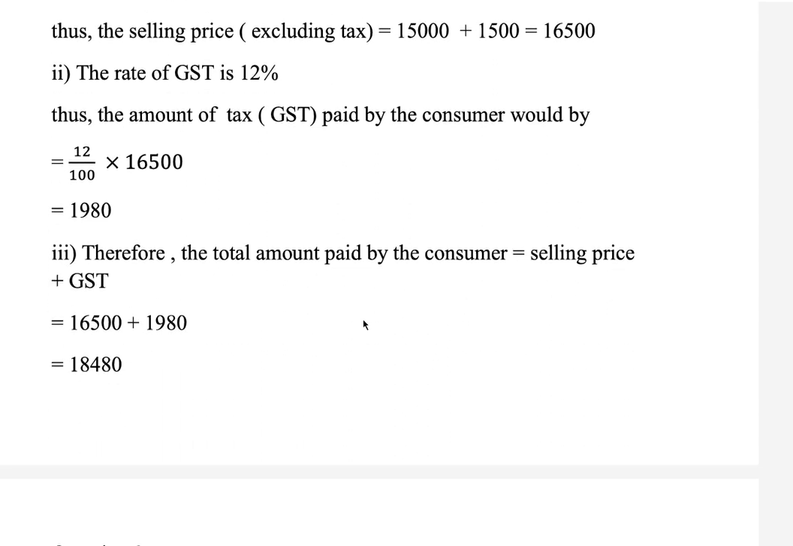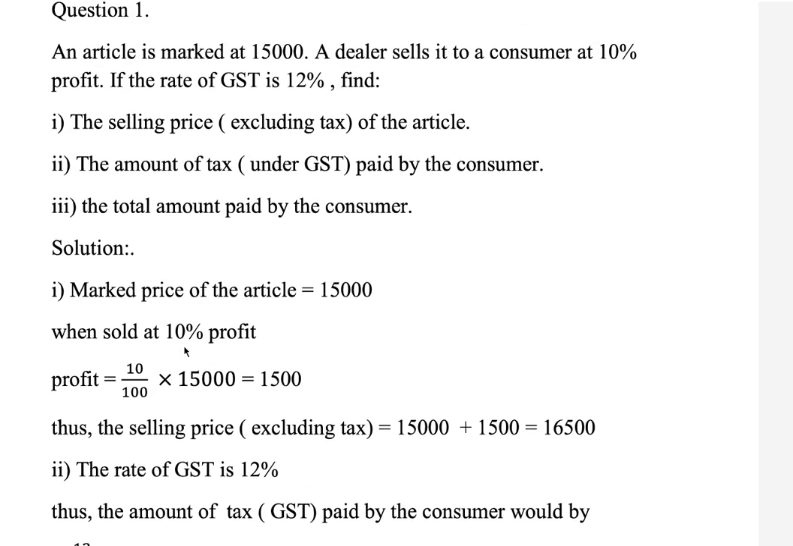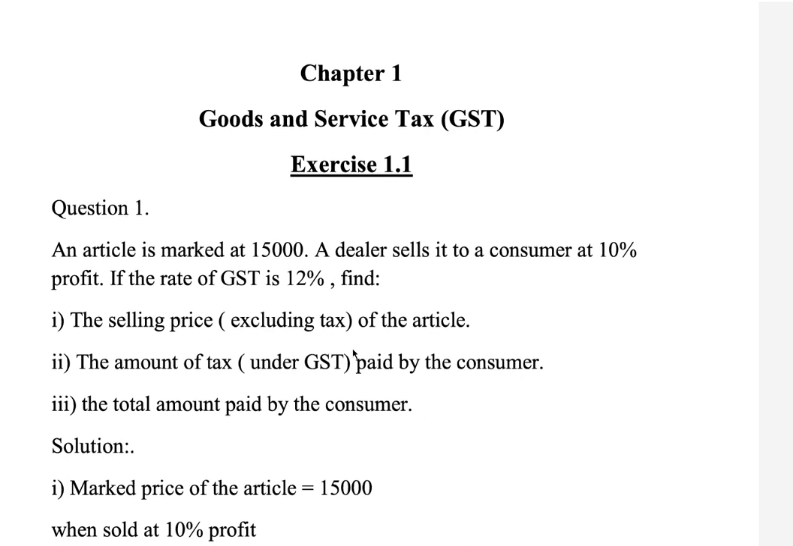So therefore the total amount paid by the consumer, that is the selling price plus GST, that comes to 16,500 plus 1980, that 18,480 rupees. So that is how to solve the questions of the goods and services tax GST. This class is for class 10 level students. Okay, whatever may be the CBSE, ICSE or West Bengal board or any other board, this is level of class 10.